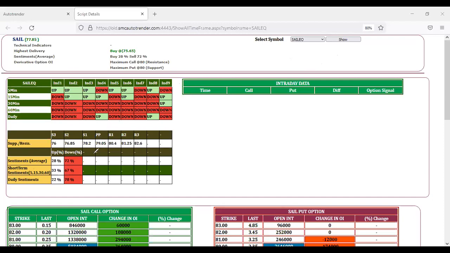Since the stock lands up between S1 and PP level, you could have taken a 100% position over here, and the stop loss would have been 79.50 or 80, and you could have ridden the trade. So this is how you look at different sectors and different stocks while trading. Index I have already covered, stocks I have just now covered.